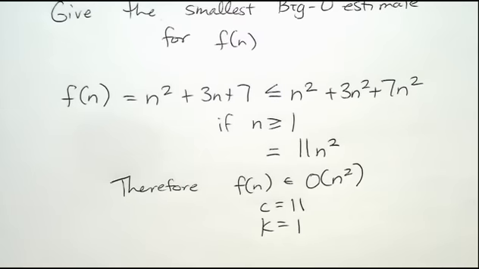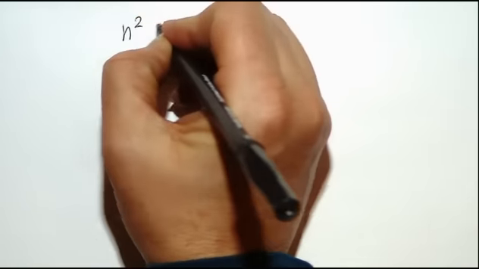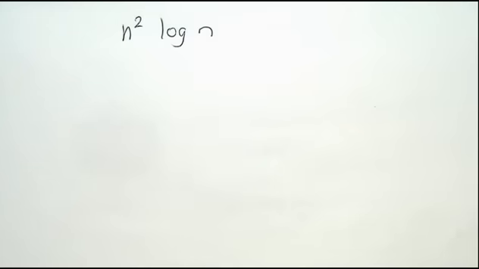Now, you don't have to do anything else with functions that we give you except get rid of sums. So if I ask you for the smallest big O estimate for a function and it's a product, and there are no sums in it, then you're done. So, for example, n squared log n is the smallest big O estimate for that, because there are no sums for me to get rid of, and no constants for me to drop.